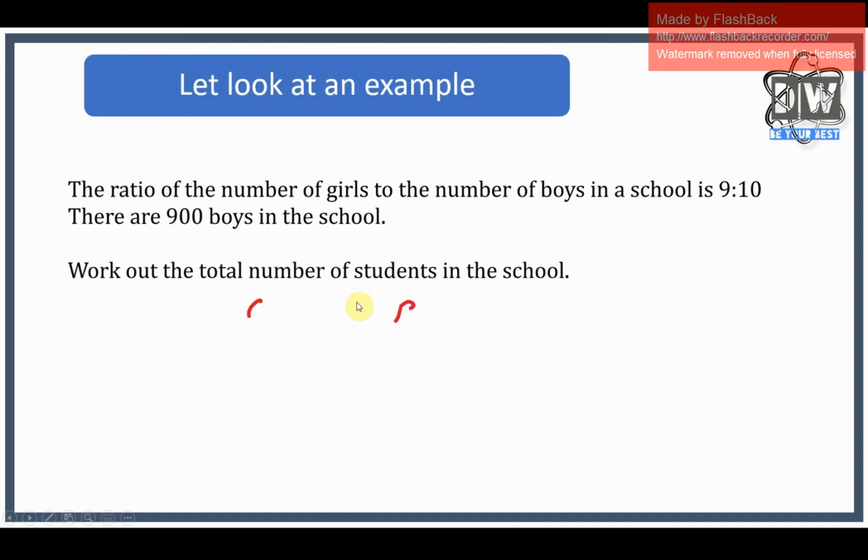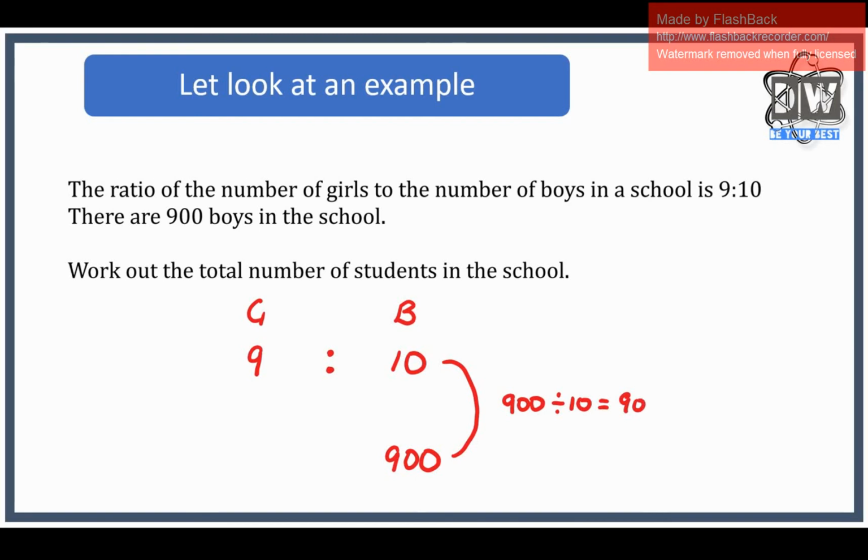So let's start by breaking it down. We've got girls to boys, 9 to 10. For every 9 girls there'll be 10 boys. So straight away, we should be saying, okay, we're going to have less girls than boys, aren't we? Less girls than boys. Let's drop down our 900. Okay, so we're not sharing out boys and girls on this occasion, but you can understand what might happen. We're going to take our 900 and divide it by 10, and that's going to give us 90. So there was 90 rotations.